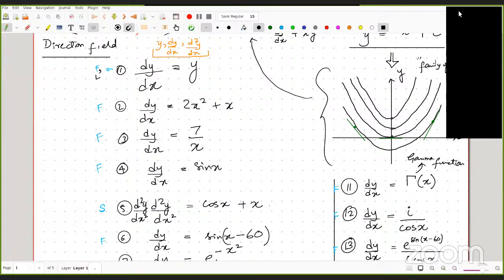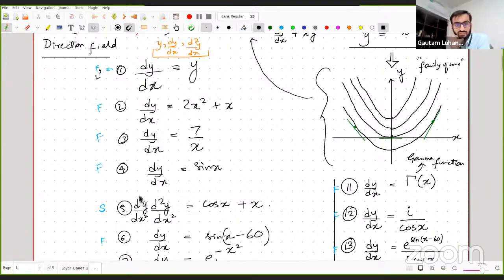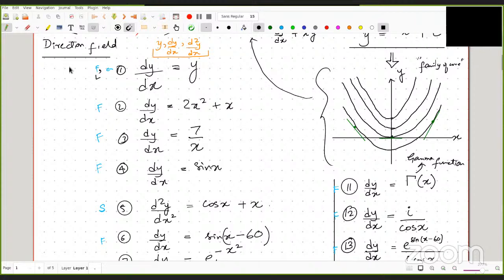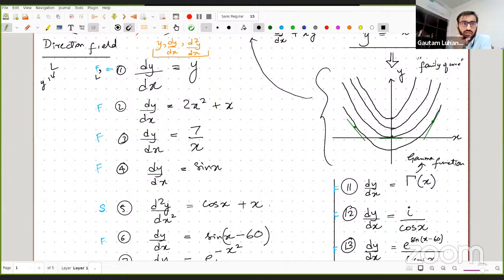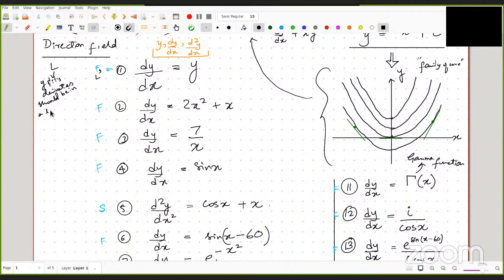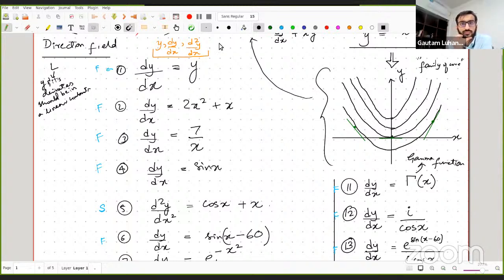Yes, sir. Okay. So let's try to classify them. Let's see if we have any non-linear equations here. Is this a linear equation? Yes. As far as y and its derivative, they should be in a linear combination. In a linear combination. Okay, so is this linear? The second one.